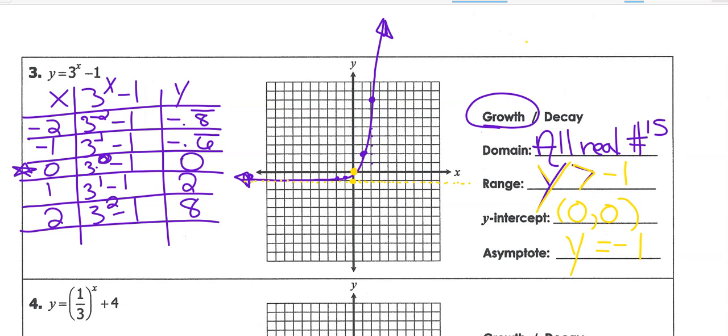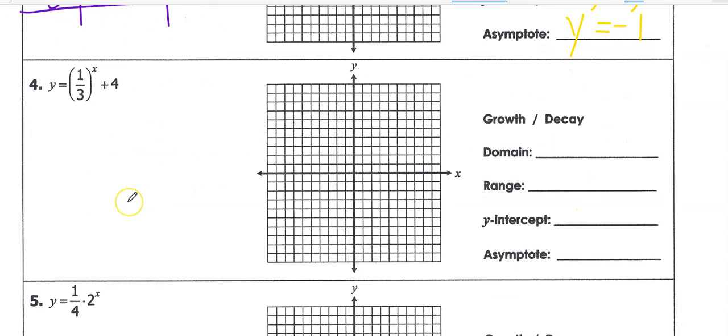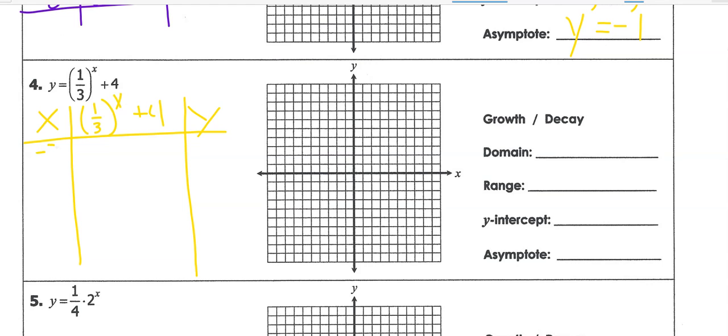All right, so let's go ahead and try number 4 now. Number 4, very similar. We'll begin it the exact same way. We're going to make a table first, a 3-column table. This is old school algebra, where everything's going to be (1/3) to the x power plus 4. Here are the values we're going to plug in.